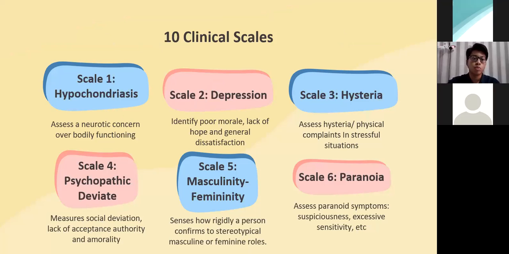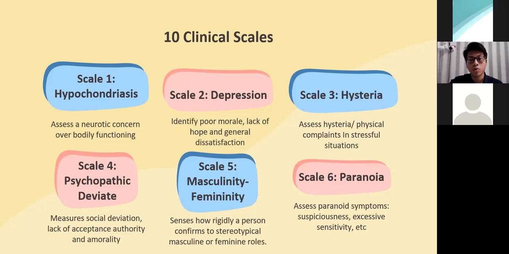Scale 1 is to check for hypochondriasis, which means the tendency to believe that one has an undiagnosed medical condition. So this scale is used to assess a neurotic concern over bodily functioning. Scale 2 was designed to identify depression characterized by poor morale, lack of hope in the future, and general dissatisfaction. So a very high score may indicate depression, while a moderate score tends to reveal a general dissatisfaction with one's life.